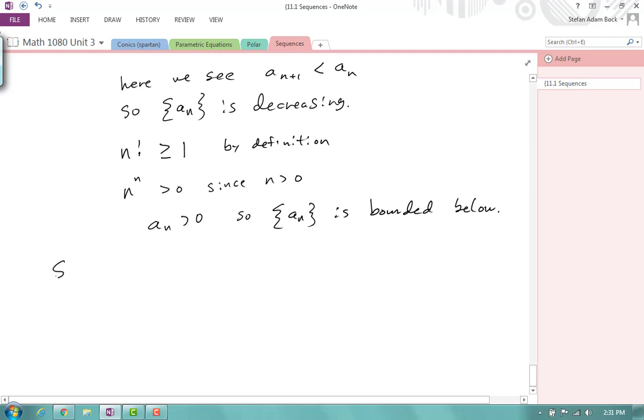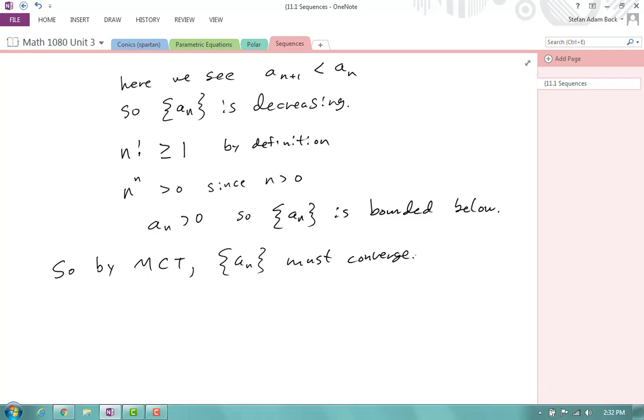So by the monotone convergence theorem, a sub n must converge. Unfortunately, it doesn't tell me where it converges. The monotone convergence theorem will not say where, but it will tell me that it does. So I would have to find some other technique of finding out where these converge to.